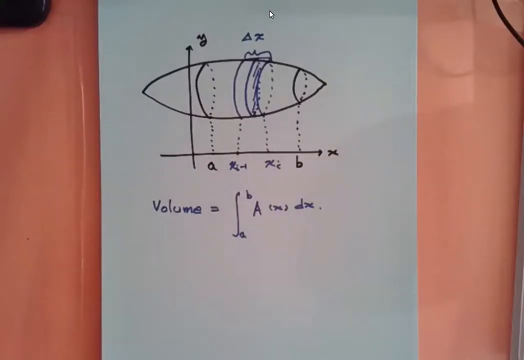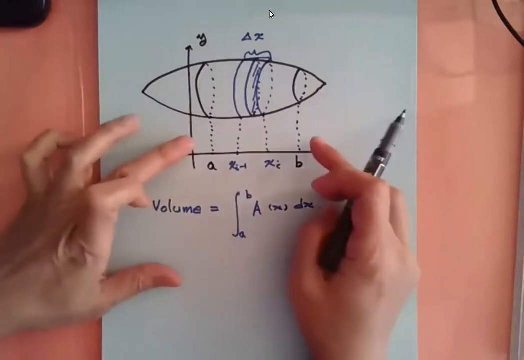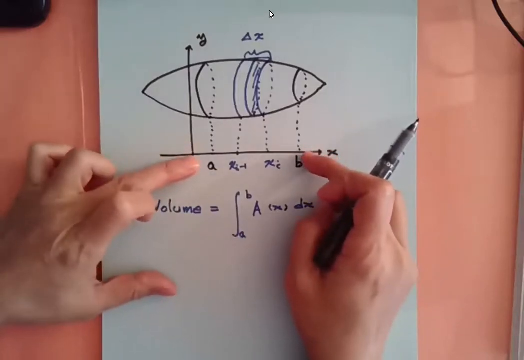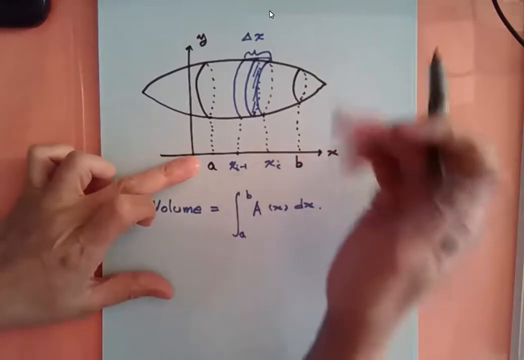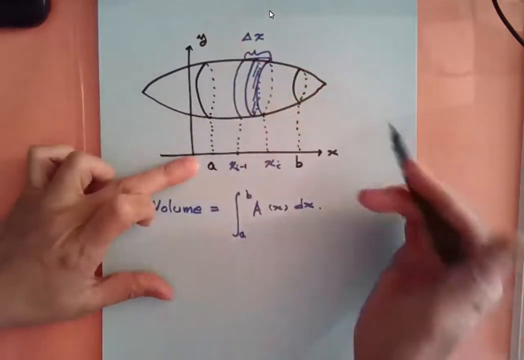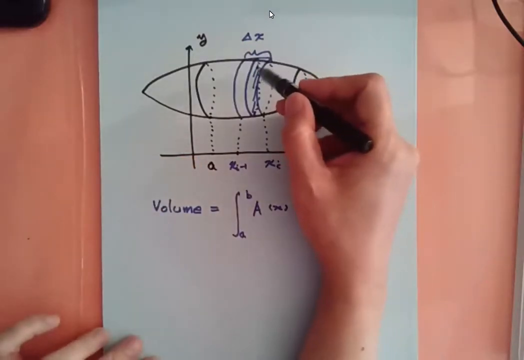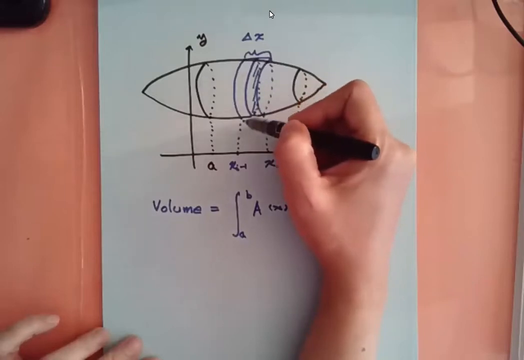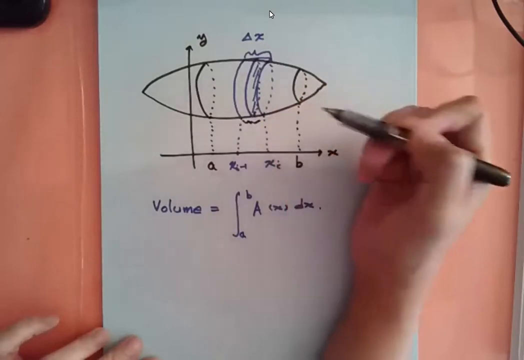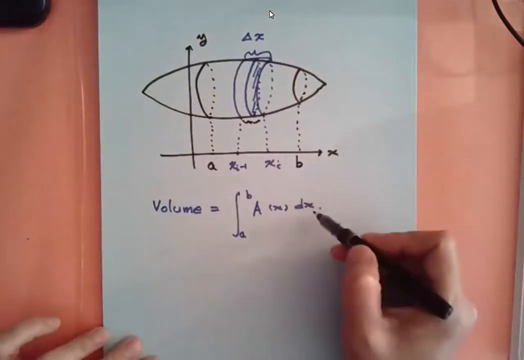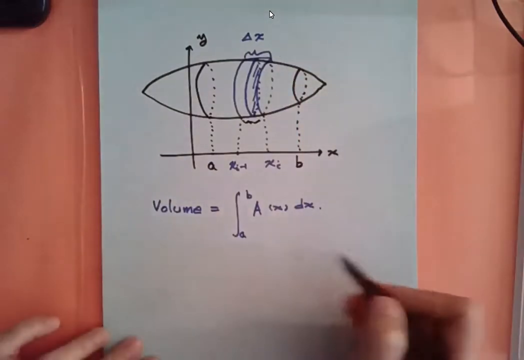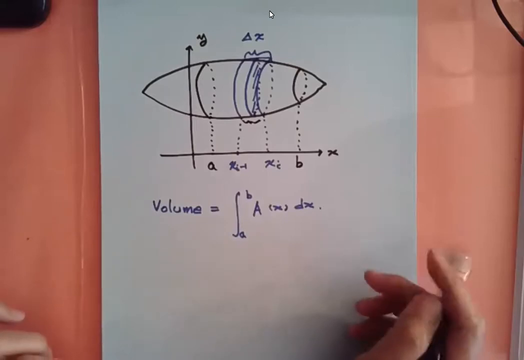Yesterday, we started to learn about how to calculate the volume. A to B is the range. We are thinking about the volume. When we calculate the volume, we use the volume of the cylinder. The volume of the cylinder was the area, this area, times this thickness. That was delta x, so it became dx. So this is the formula for the volume.